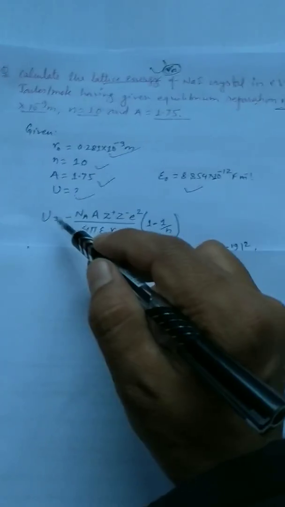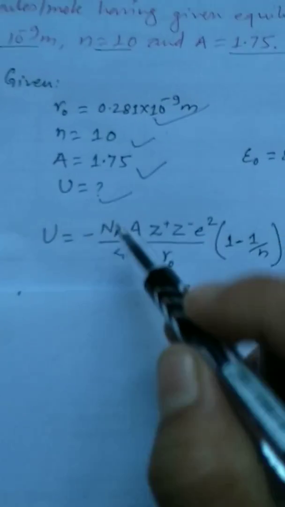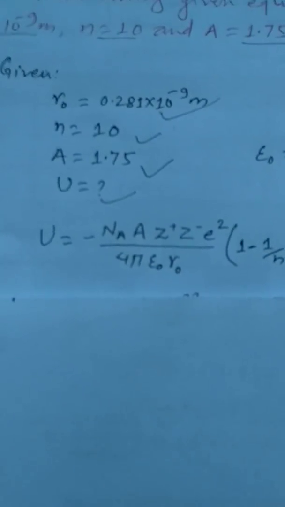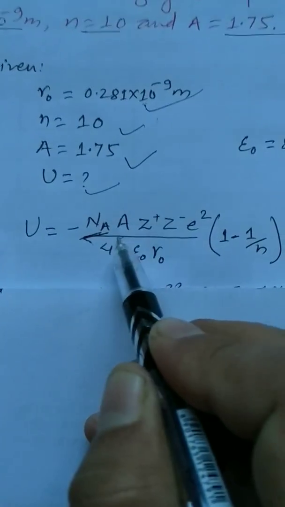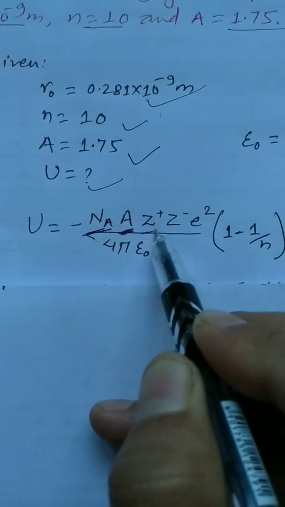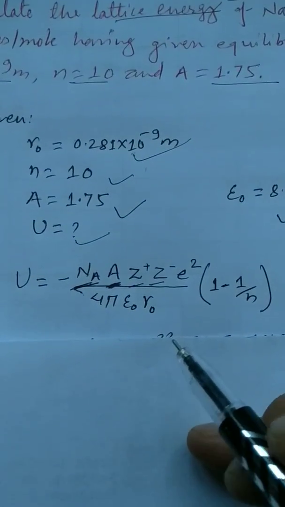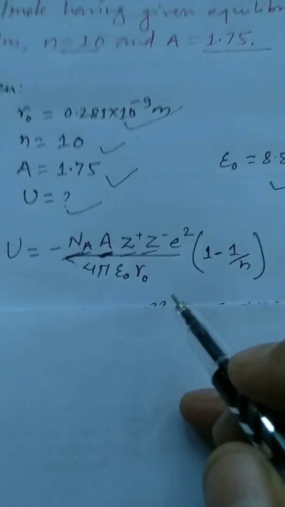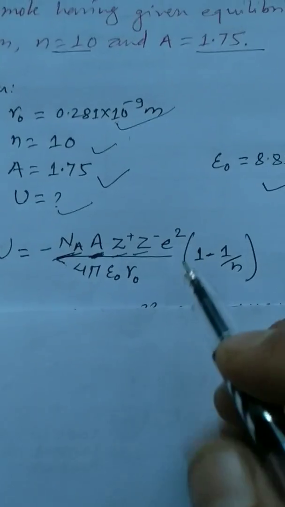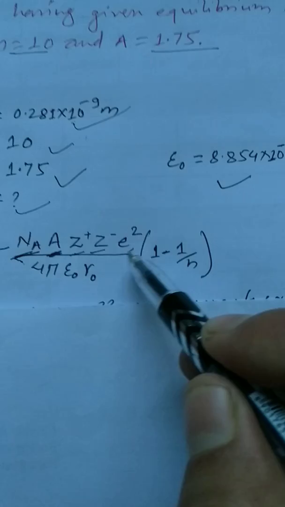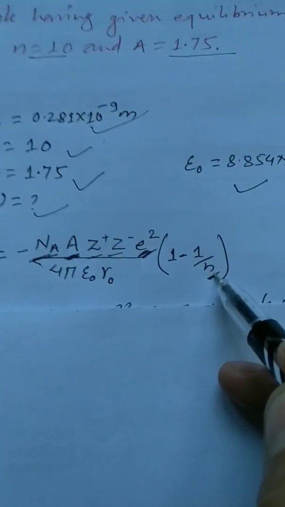Lattice energy of the system, U is equal to negative Avogadro's number, this is Avogadro's number, and A Madelung constant, Z1, Z2, these are the charges of cation and anion, that is sodium and iodide, sodium ion and iodide ion. It means they are equal to 1, and this one is equal to charge of electron, and this is Born exponent is given equals to 10.